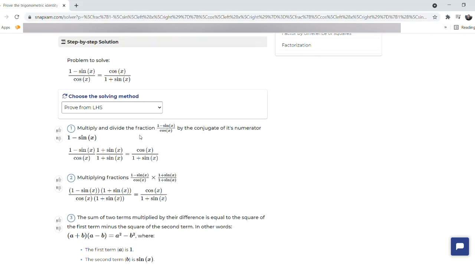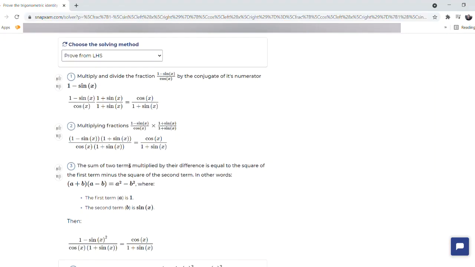Okay. Next, once we have multiplied the original fraction by the conjugate, which is the same expression but with the sign different, we proceed to multiply both fractions. So we end up with this. We end up in the numerator with a product of two binomials, and in the denominator we also end up with a product of cosine and 1 plus sine.